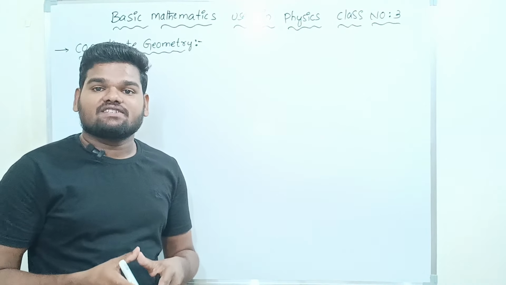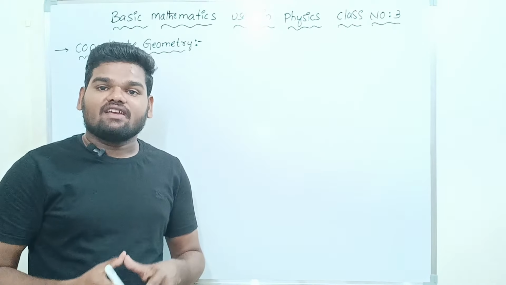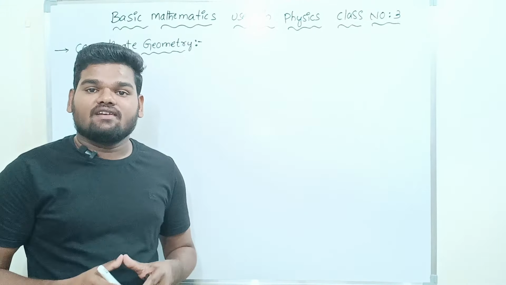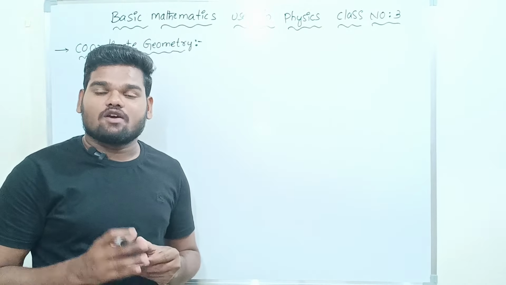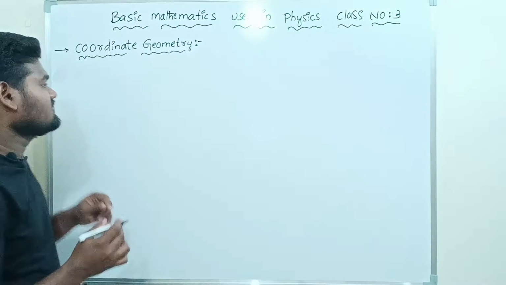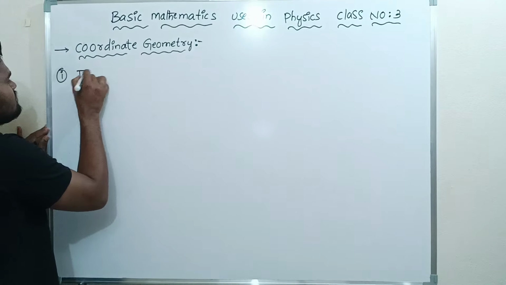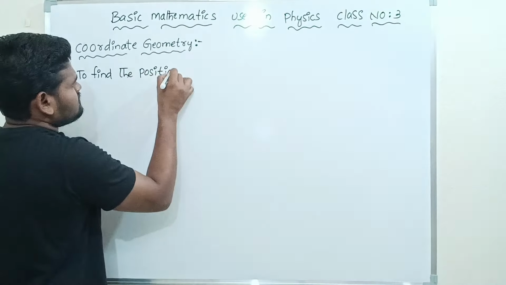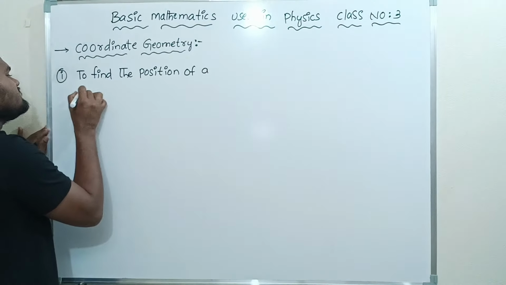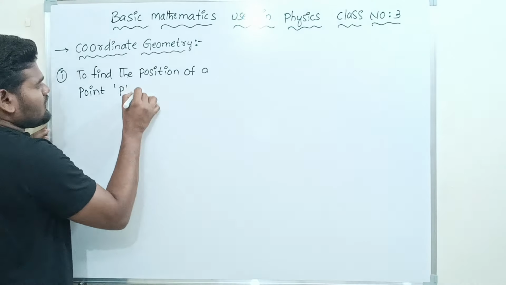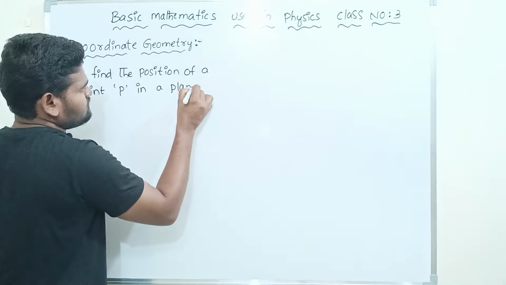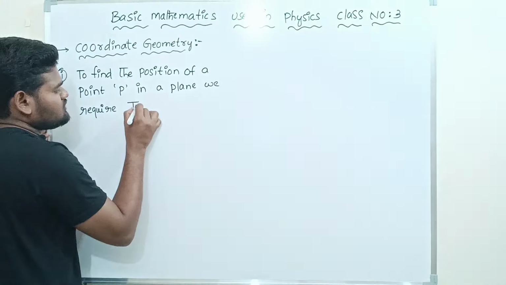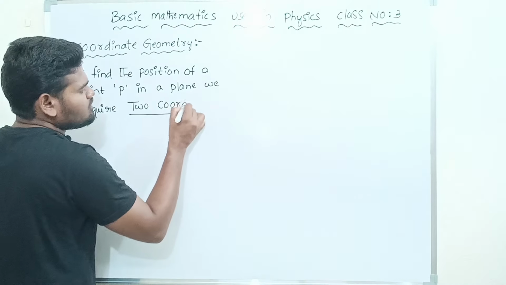Right. In this, first we are going to find the position of a point P in a given plane. To find the position of a point P in a given plane, we must require two coordinates. How many coordinates do we require? Two coordinates. To find the position of a point P in a plane, we require two coordinates.